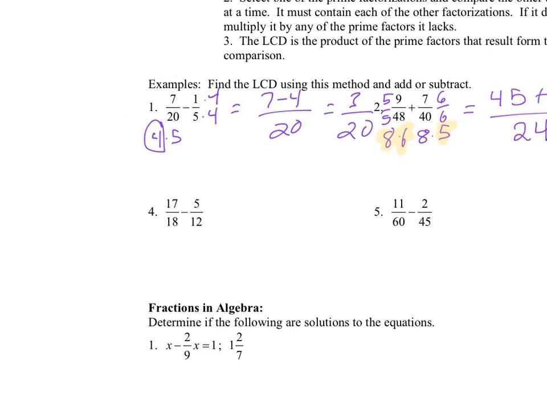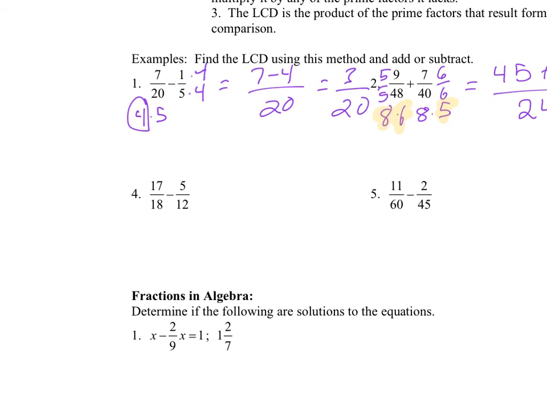Okay. 17 over 18 minus 5 over 12. Well, 18 is 3 times 6 and 12 is 2 times 6. So my denominator is going to have the 6, but I have to have the 2 and the 3 also. That's my greatest common denominator. Sorry, I should have made that smaller.